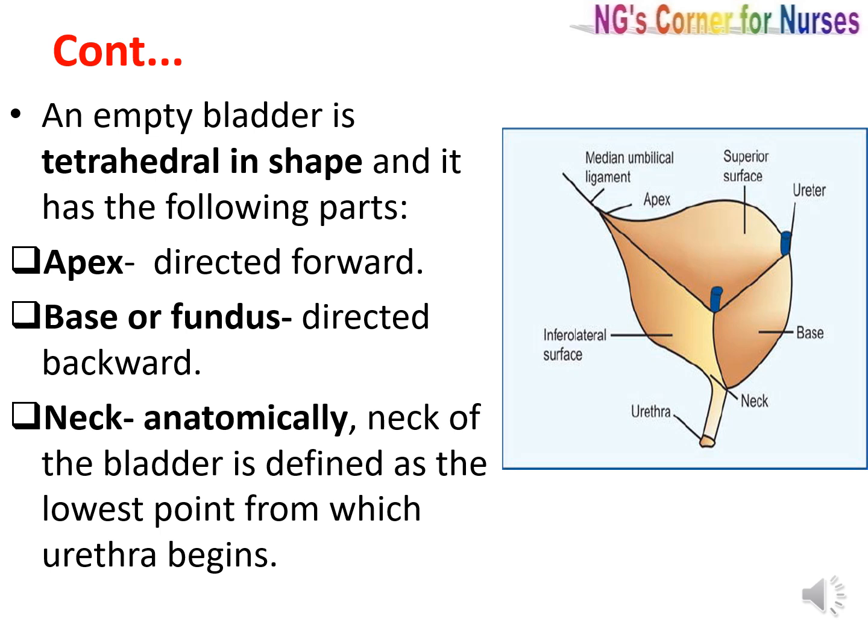An empty bladder is tetrahedral in shape and it has the following parts. Apex, which is directed forward. We can see in the picture. Please see the picture. The base or fundus directed backward, and neck. That is, anatomically, the neck of the bladder is defined as the lowest point from which the urethra begins.